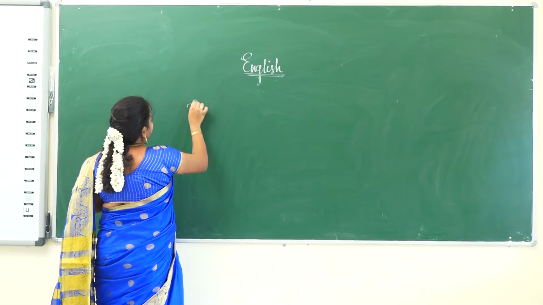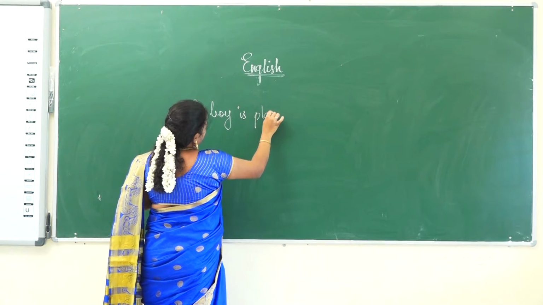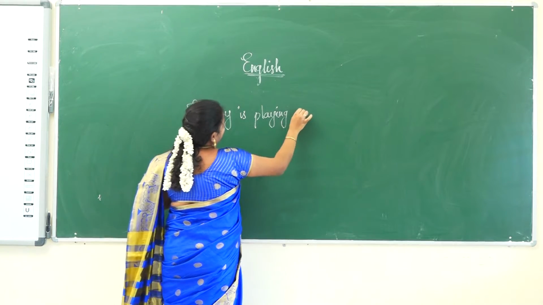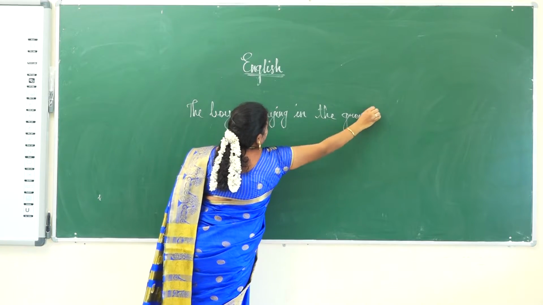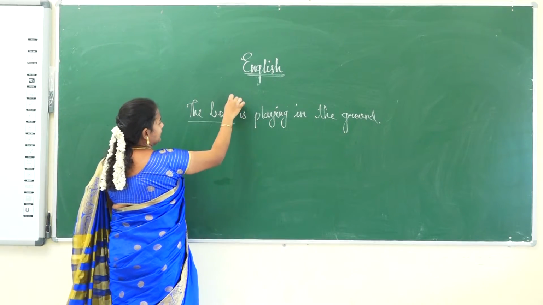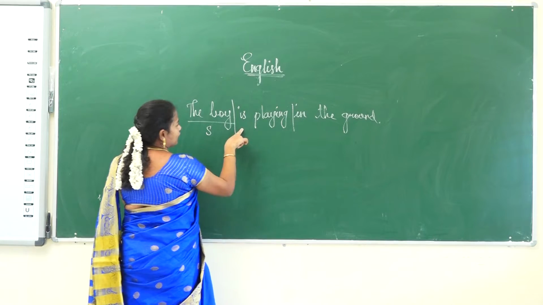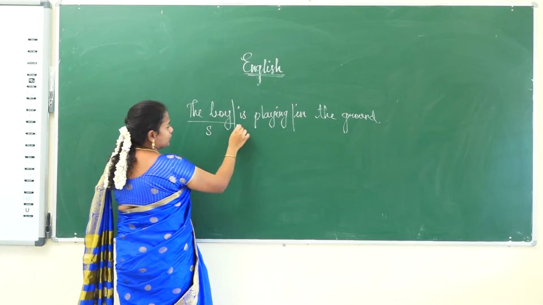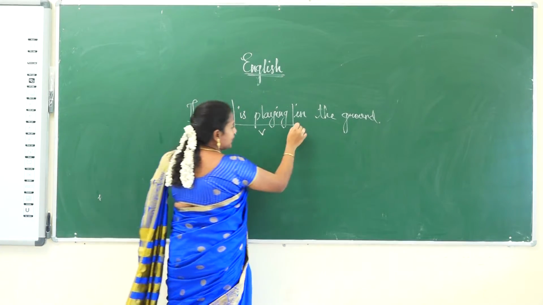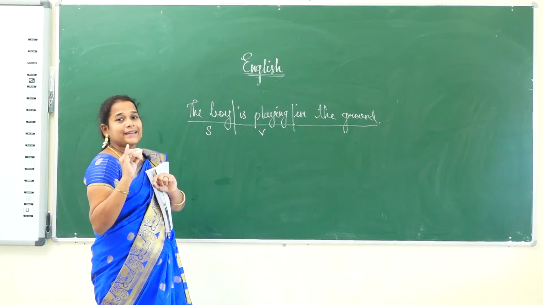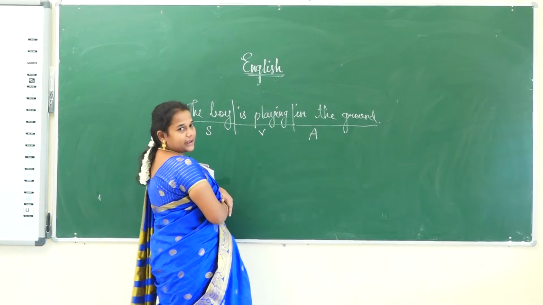So, the boy is playing in the ground. Here the boy is a subject, it is a noun. Is playing, there are two verbs, one is auxiliary and another one is main verb, so all together we divide this as a verb. In the ground answers the question where he played, so it is an adjunct. So, what is the pattern? SVA.